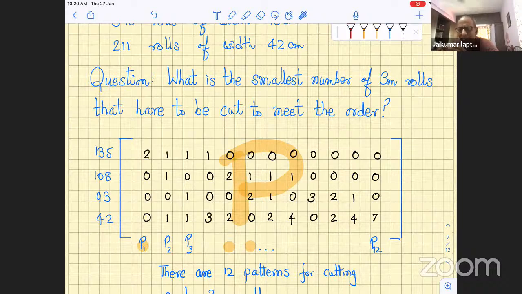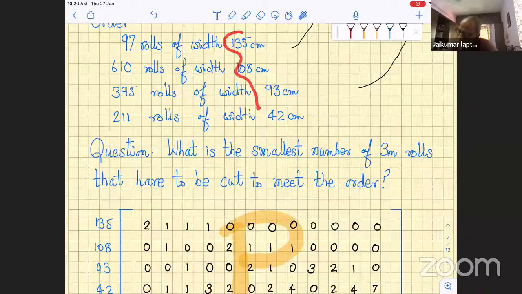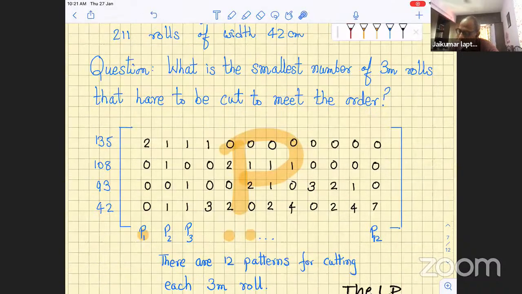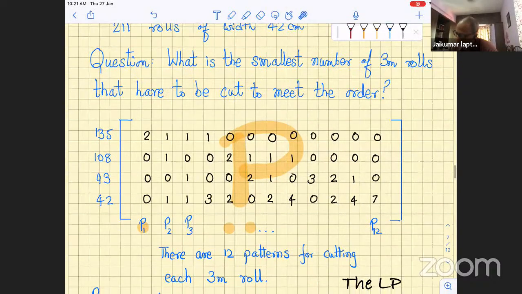So in our problem, there is only a finite number of various pieces that we have been asked for, and let us assume that we have enough time to generate all possible configurations that will fit into 3 meters. If you look at this one, for example, 7 times 42 is 294, which is less than 300 centimeters, and so on.